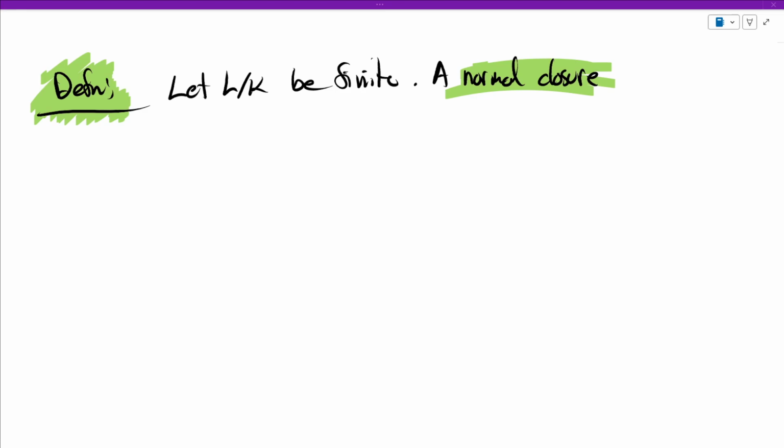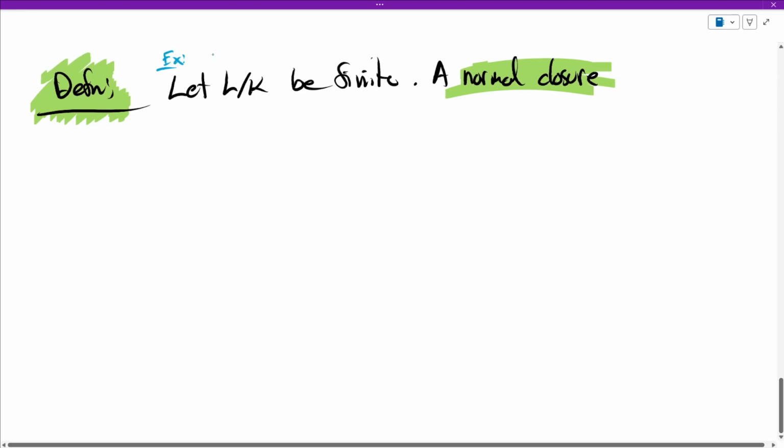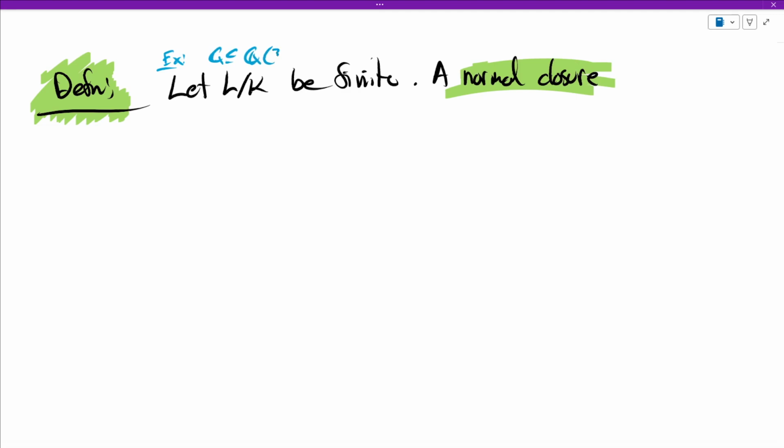Most extensions are not normal, even if they're finite. So we might want to know, how do you normalify an extension? Suppose we had a finite extension that we're starting with, and suppose it's not normal. For example, Q inside of Q adjoin the cube root of 2. That's not normal because it only has one of the cube roots of 2. It doesn't have all of them.